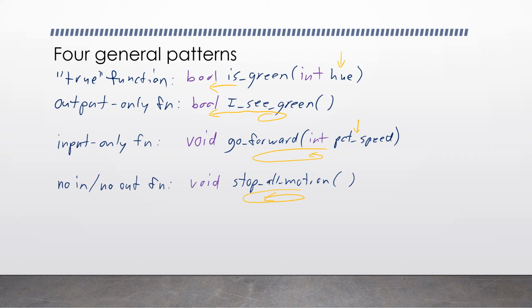Now, some programmers would like to make this an output-only function so that it returns the Boolean true if it was successful in stopping all motion and false if it didn't. But in a fairly simple robot application, I think all we need is to make this a void function.